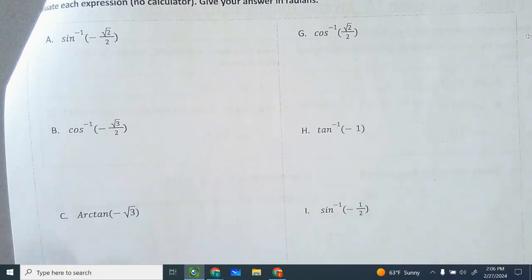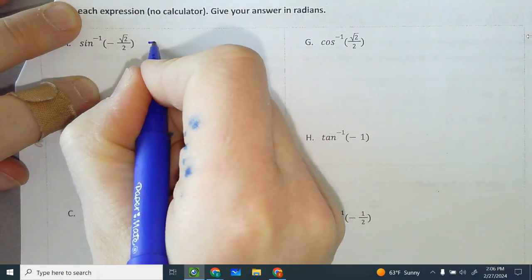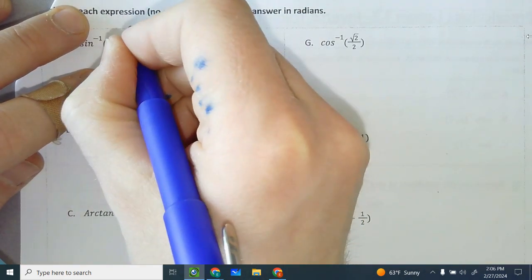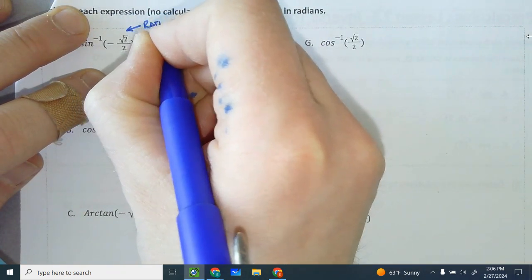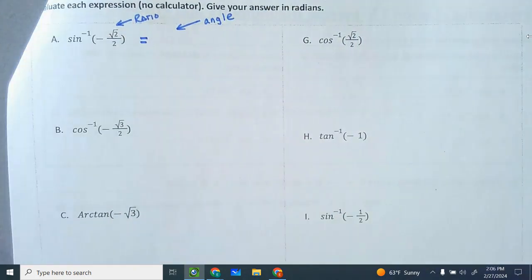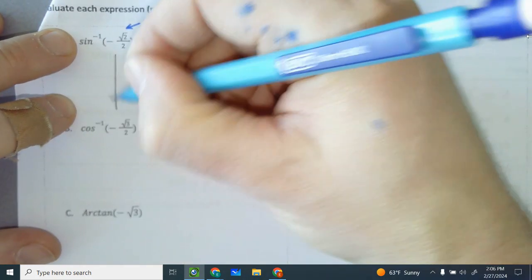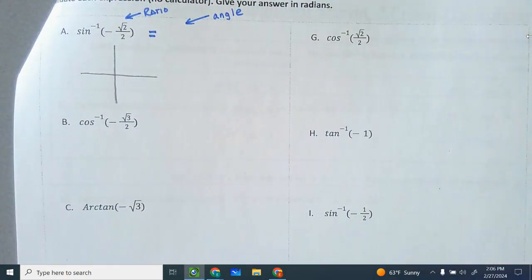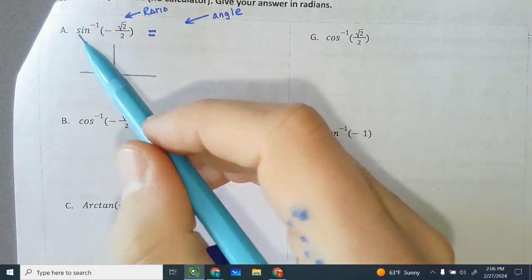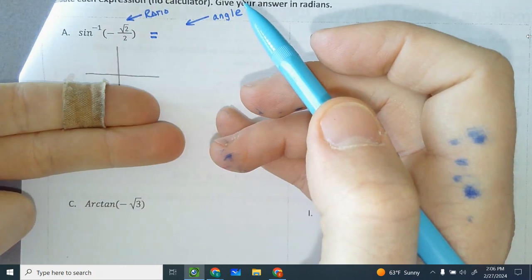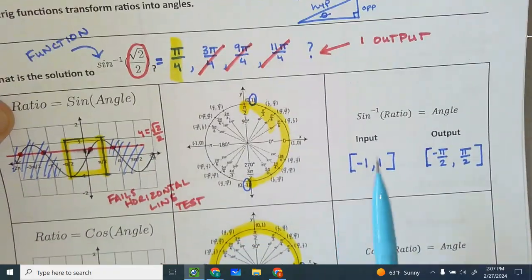First one, it asks us for the inverse sine of negative roots of 2 over 2. This is the ratio. Your answer is going to be an angle. The way that I want you to solve these is I want you to draw a coordinate plane, and then the first thing you're going to say is inverse sine. Is that the one that's on the right or on the top? If you're not sure, you can just flip back to the last page. Inverse sine, right side.